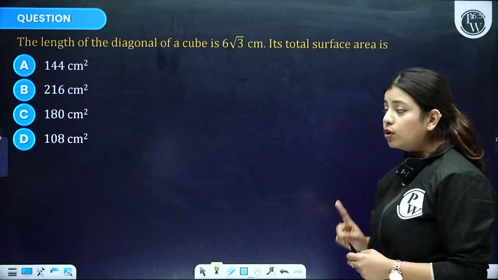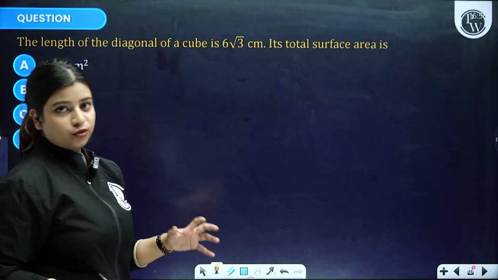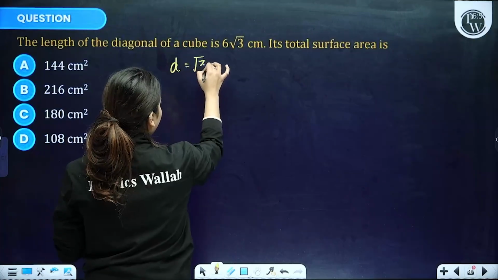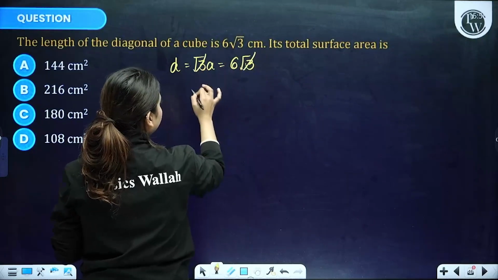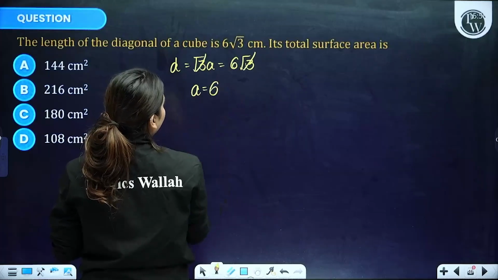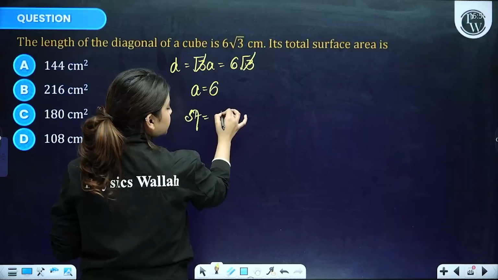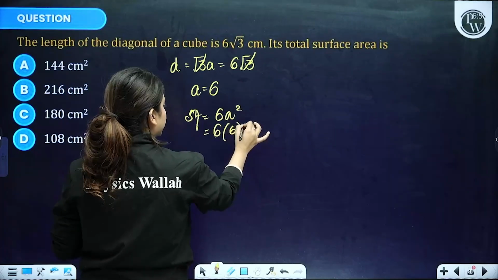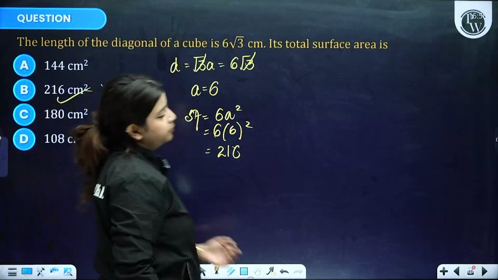And we have one more question before ending. So the length of the diagonal of a cube is 6 root 3. So from here you should know that the diagonal of a cube is given by root 3 a. And this is equivalent to 6 root 3. Root 3 cancels. You can calculate the side, and if they are asking for surface area, that means total surface area, that is 6a square, which is equal to 6 into 6 square, that means 6 cube gives you 216 centimeter square, option number B.